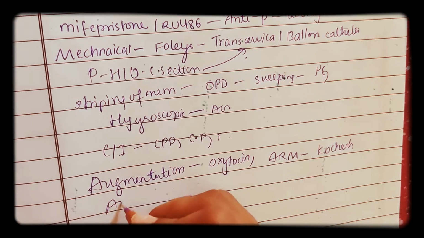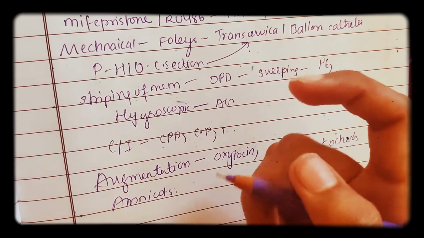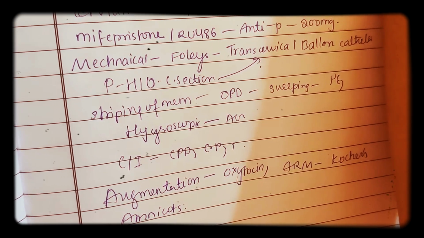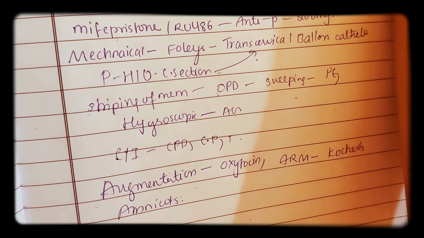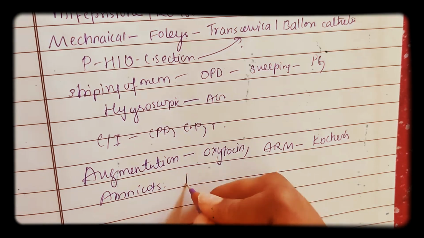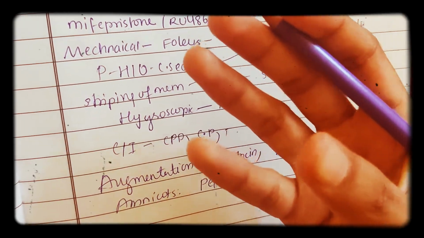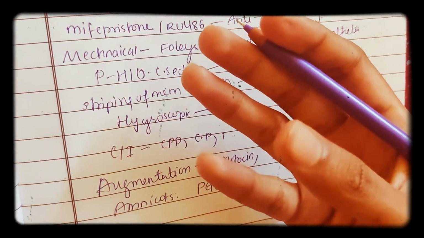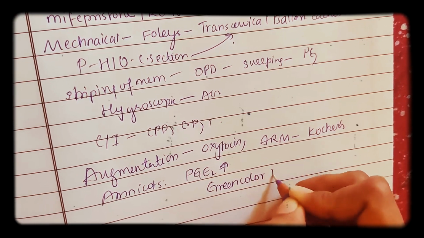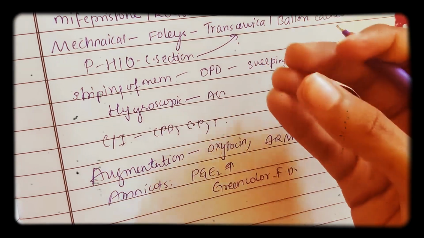We also have newer devices like amnicots. Amnicots are small finger gloves with a pointed tip, so you can pierce the membranes, and that will lead to augmentation of labor. Now coming to advantages. Prostaglandins, especially PGE2, are released, which increases contractions. The color of amniotic fluid is checked for finding fetal distress. If the color of amniotic fluid is green, then you can say it is fetal distress. Also, there is decreased bleeding in placental abruption, as contraction begins, thus decreasing bleeding.